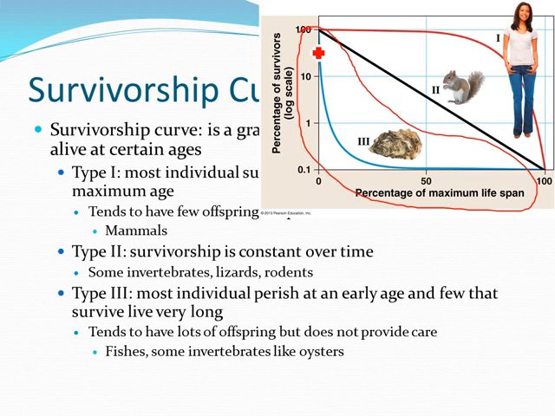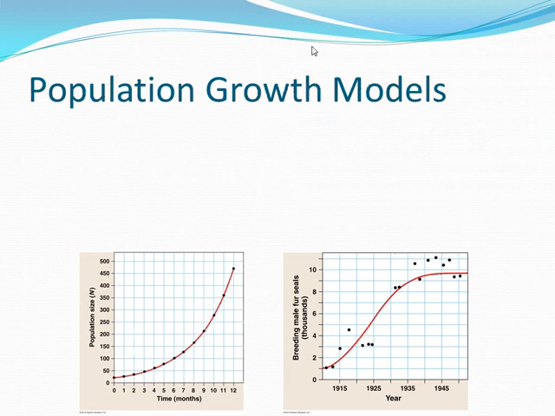Okay. Questions regarding this slide? Yeah, go ahead. What one tends to have few offspring, but provides what? It provides a lot of care for its offspring. This is the exact opposite of the type 3 organism. And these are general trends for them.